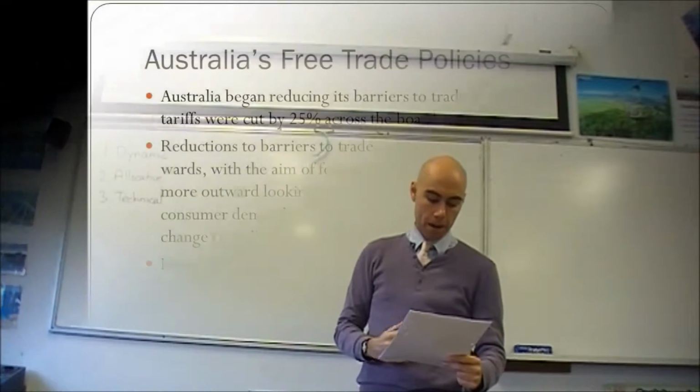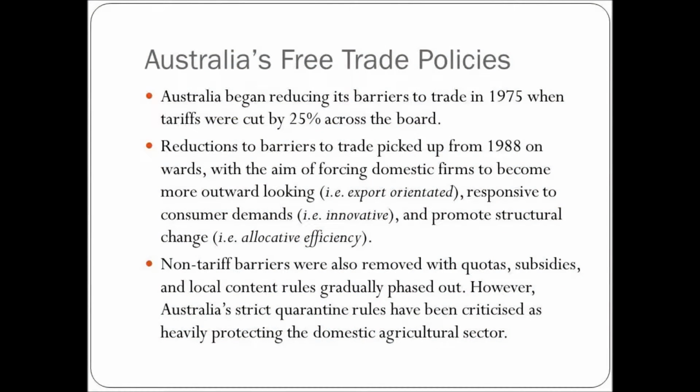Final point, non-tariff barriers were also removed, with quotas, subsidies and local content rules gradually phased out. Today there are very few or almost none of those remaining. However, Australia's strict quarantine rules have been criticised as heavily protecting the domestic agriculture sector.